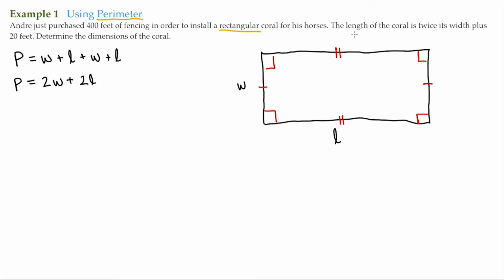So now as we read this, it says the length of the corral is twice its width plus 20 feet. Now, I don't know what its width is, but I do know what its length is in relationship to the width. And its length is twice its width plus 20 feet. So I'm just going to pencil it in like that. So now its perimeter here, since he's using 400 feet of fencing, that's going to be its perimeter. That's how long its perimeter is. So I'm going to put in 400. That's equal to 2W plus 2L. And what's L? Well, L is 2W plus 20.